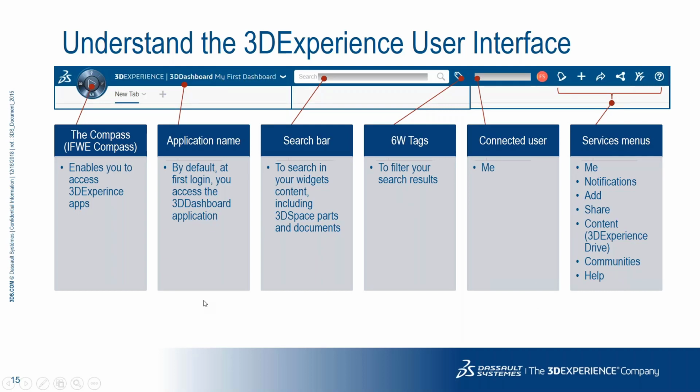So you've got those 6 main pieces of information. The compass, as I said earlier, gives you access to all the apps. Next to the compass, you always see 3D Experience, something in bold and something that is not in bold. The information in bold is the name of the app or the name of the program you are using, and the information next to it is related to that app. So for example, here, I've got 3D Dashboard, which is the name of the app, called Dashboard, which is the page where I see the information, and I'm on the dashboard that's called My First Dashboard.